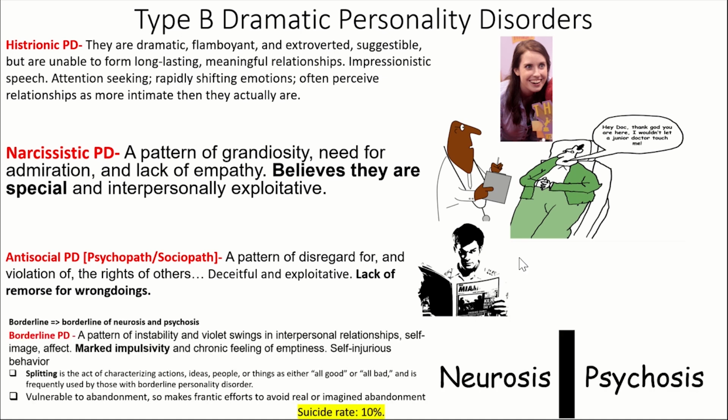Finally, the borderline personality disorder. It's a pattern of instability and violent swings in interpersonal relationships, self-image, and affect. I haven't mentioned affect in this lecture yet, but I guess I will now. So affect, what is affect? It's the phenotype of mood, right? Mood is what the patient tells you they feel, and affect is what the clinician observes and documents. So if a patient reports their mood is angry and I observe them pouting and slamming their head on the door, I would call their affect angry, and maybe I'd call it mood congruent, for example.